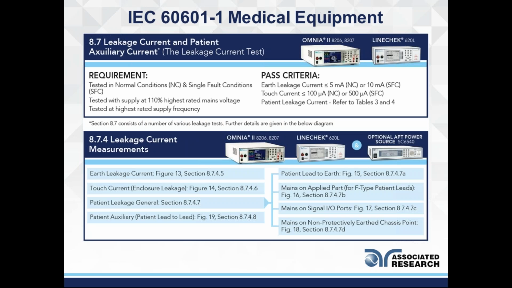So, as I said, if you're talking about leakage current, you can't help but be steered towards the 60601-1 medical equipment standard. So let's talk about the requirements for leakage current and patient auxiliary current tests. Our requirement is to test in normal conditions, which we talked about, and single fault conditions. And another thing you can do, a lot of our clients do double fault conditions. What happens when our polarity is reversed and our neutral is opened at the same time?